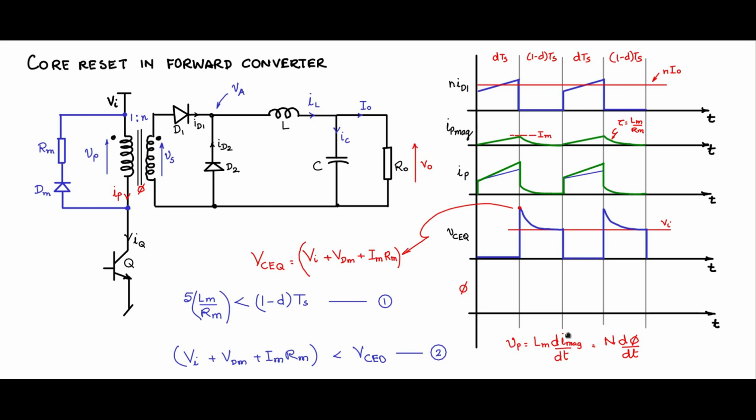Therefore, d I mag by dt, magnetizing current by dt, and d phi by dt will have the same wave shape and therefore same slopes, and therefore I magnetizing current and flux in the core should also have the same wave shape. Therefore, the flux within the core will take the same wave shape as Ip mag that we have drawn here.